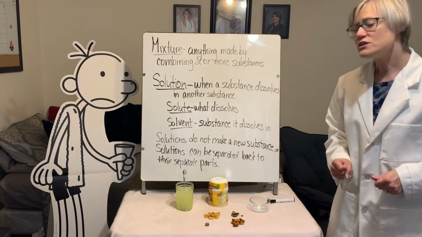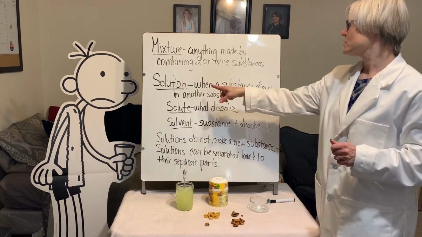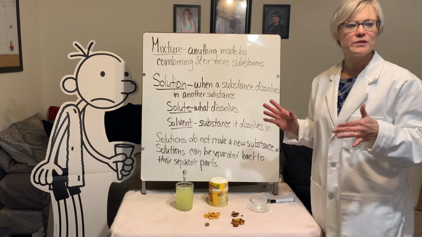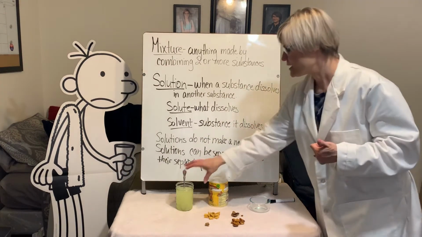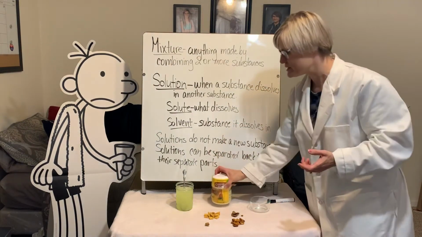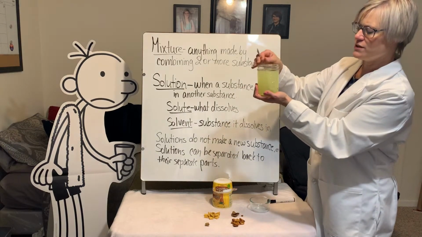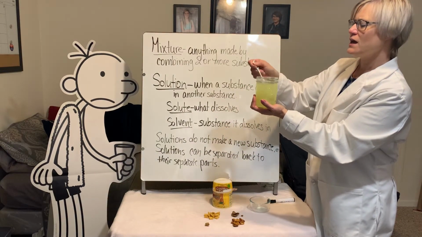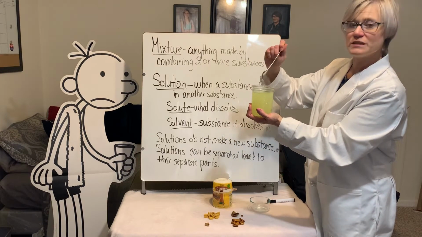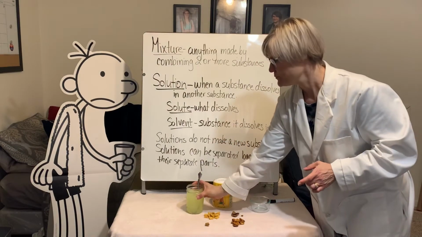A solution is also a type of a mixture. So a solution is when a substance dissolves in another substance. So, for instance, I can take drink mix. I've got Country Time lemonade drink mix, and I can put some scoops in water, and you'll notice that it dissolved. I can't pick this up and have any of the drink mix still on my spoon. It's dissolved in the water. So this is a solution.